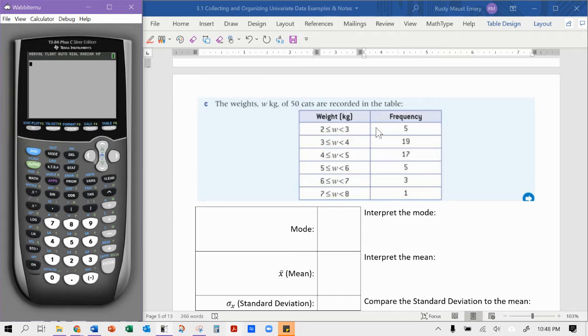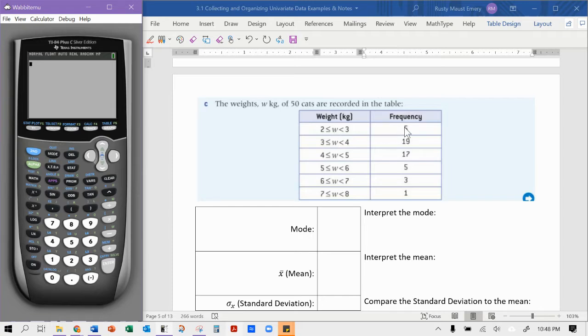We just know that five cats weigh between 2 and 3 pounds. And the way that these intervals are set up is each interval is including the lower boundary, but excluding the upper boundary. So for example, these 5 cats could have weighed 2 pounds or anything up to, but not including 3. So anything right up until 3 pounds, but not including 3 pounds. If they weigh 3 pounds, they are in the next interval.